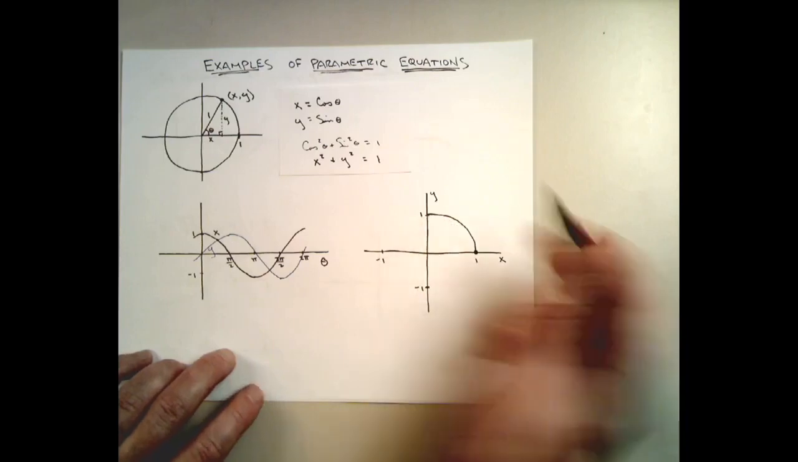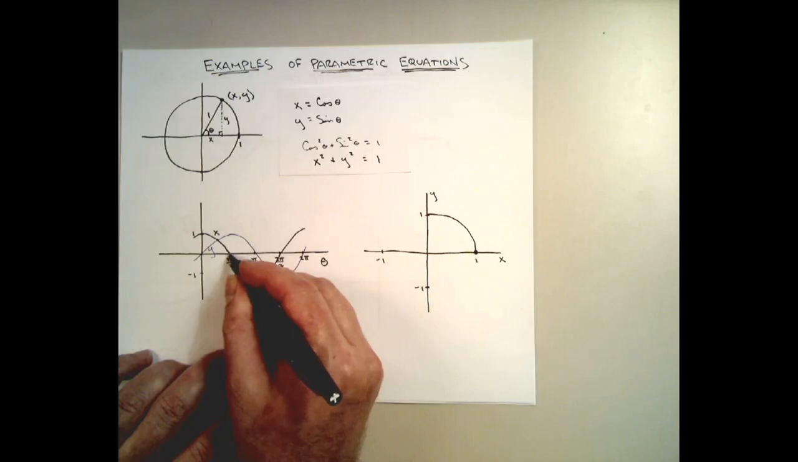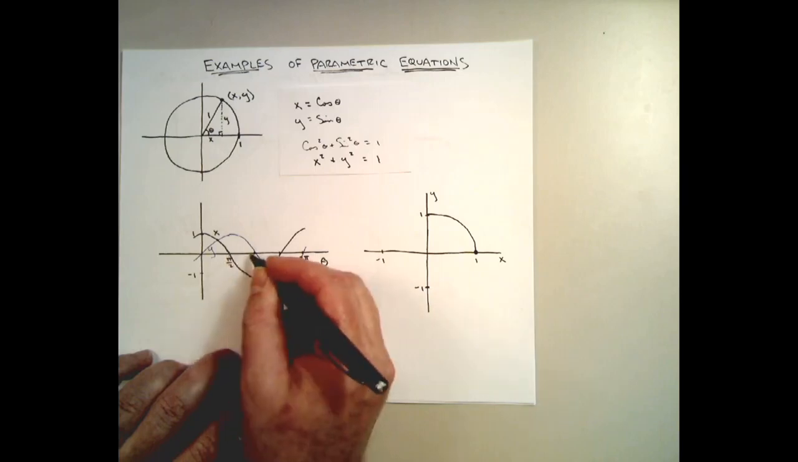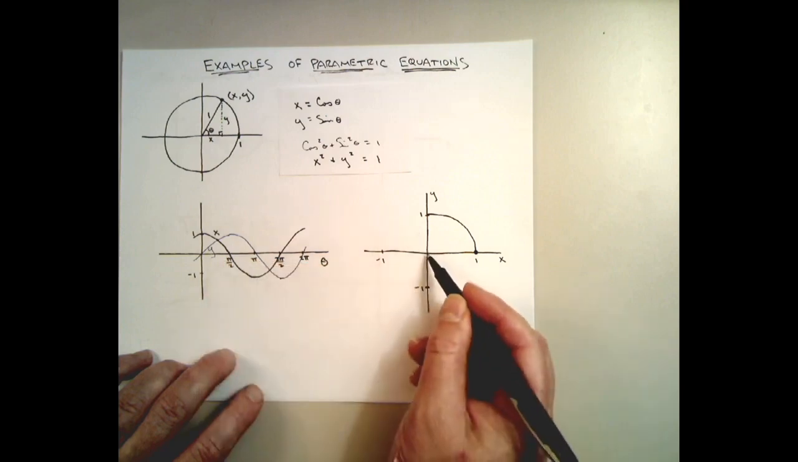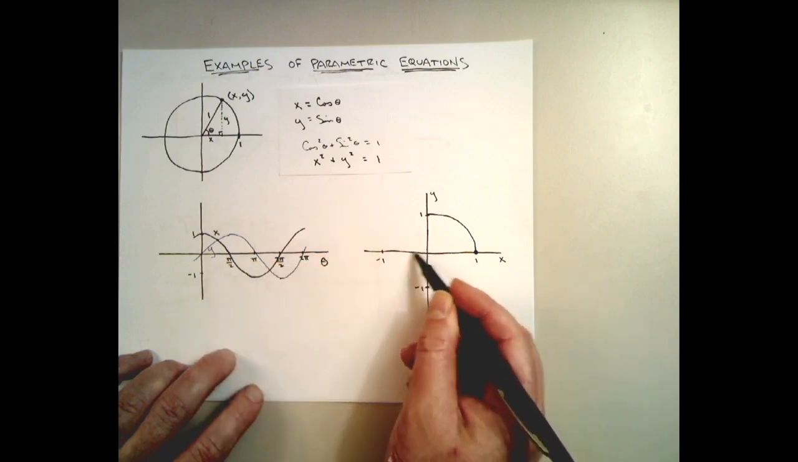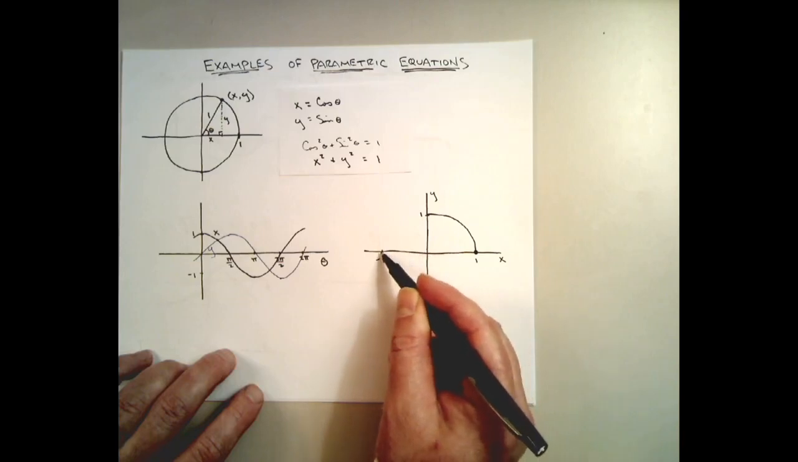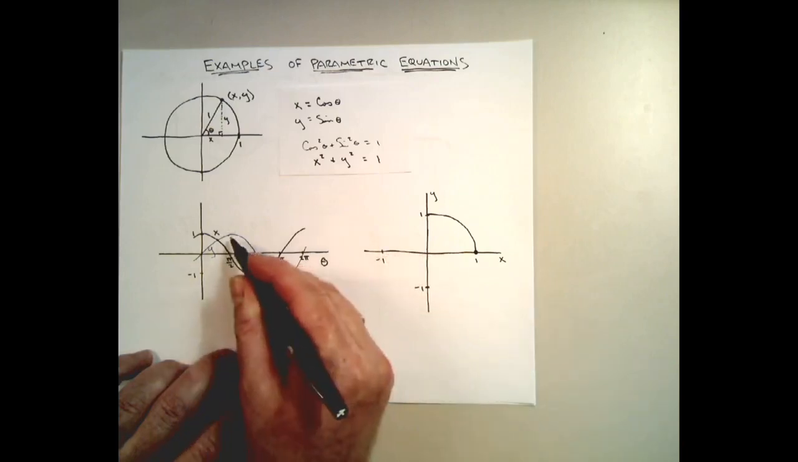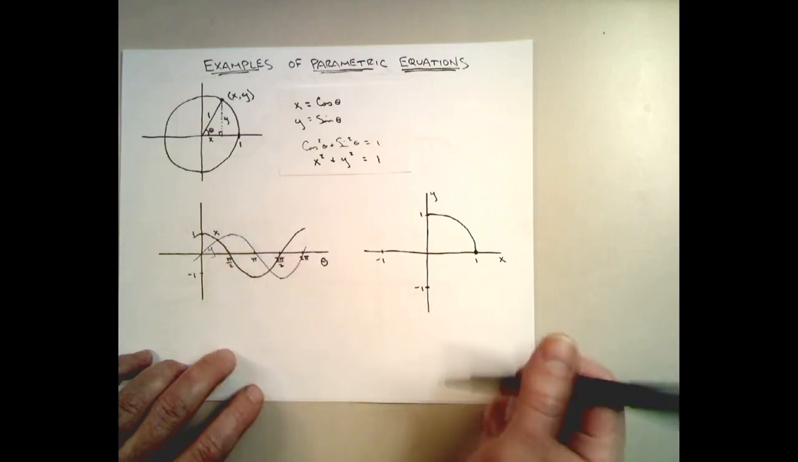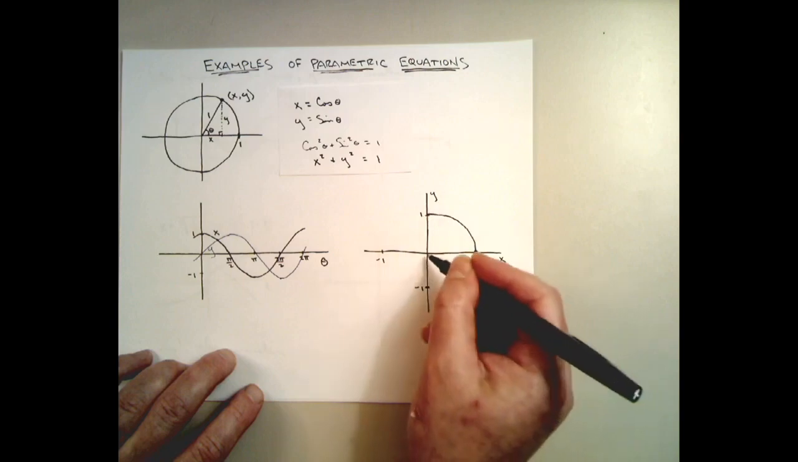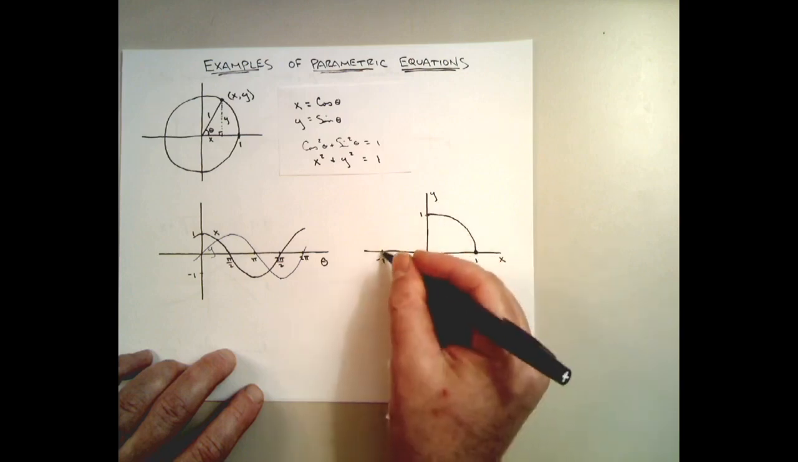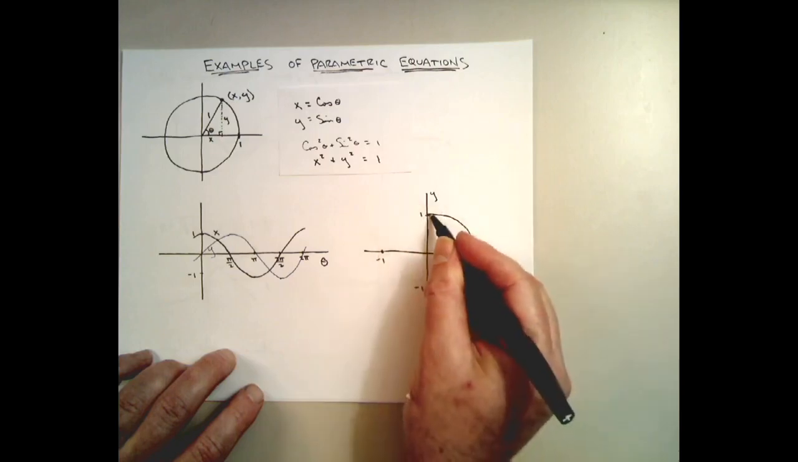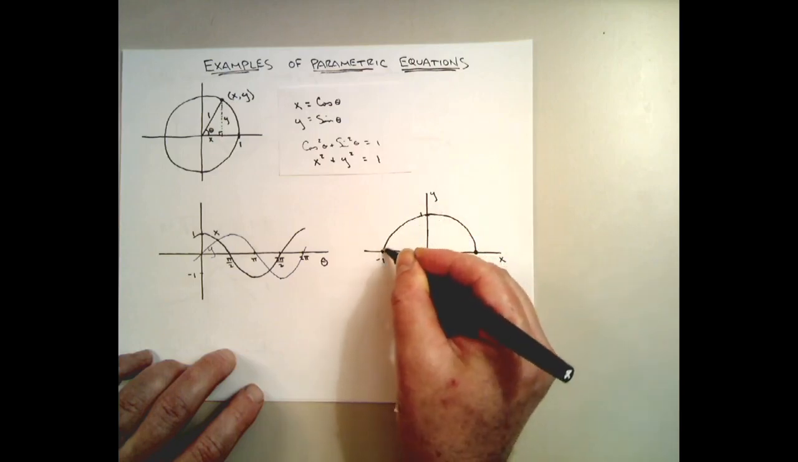As I move from pi over 2 to pi, my X values are continuing to decrease. Right now my X value is 0. My X values continue to decrease to -1, while my Y values are going to start decreasing now. They're going to decrease to 0. So X values decrease to -1, Y values decrease to 0. Here's my target point over here. And we wind up with something like that.